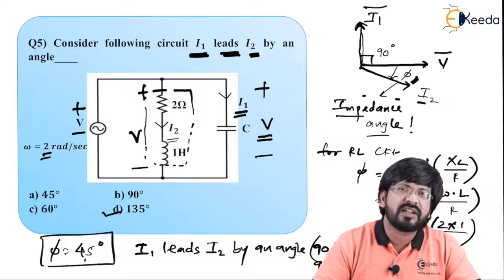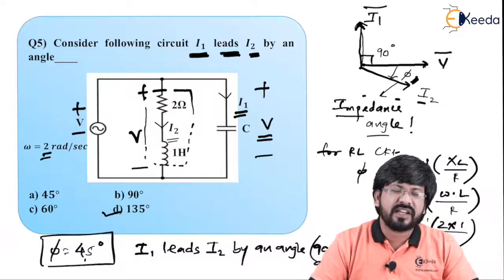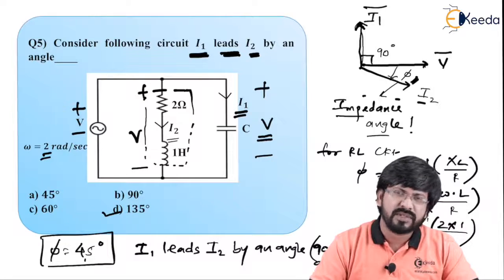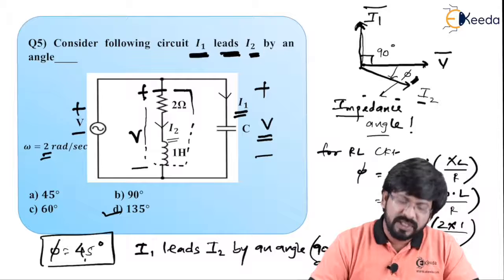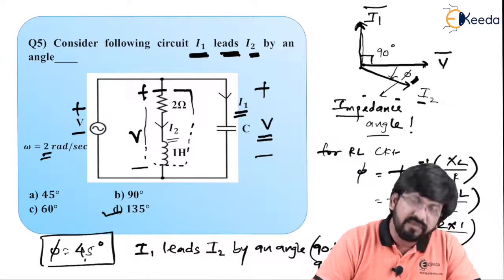Phi was the impedance angle. The impedance angle of an RL circuit is given by tan inverse of XL by R. When we calculated phi, 90 plus phi becomes 135 degree, which is option number D.